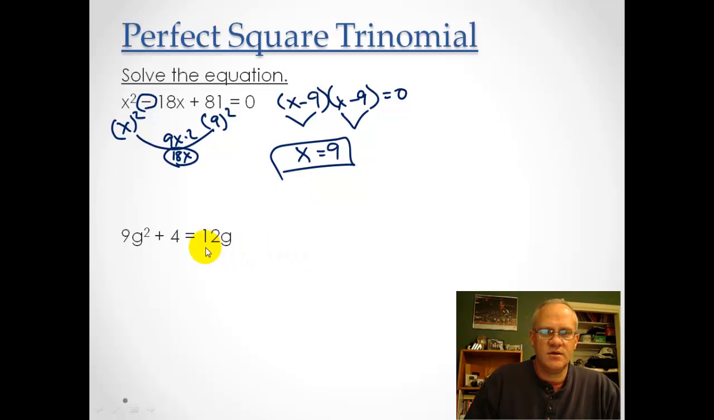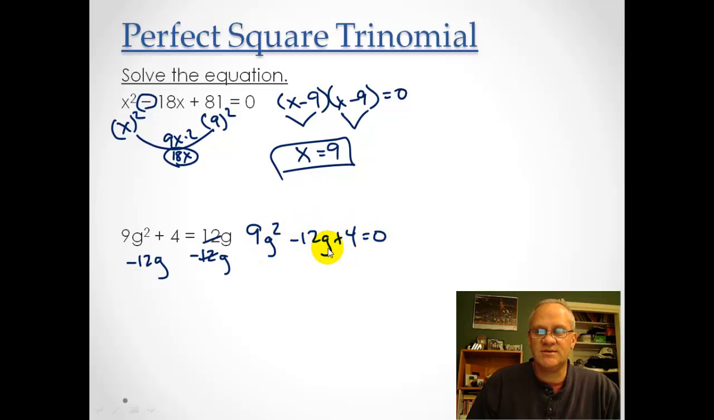Okay, then this one, is it equal to 0? Nope. So minus 12g, minus 12g. Be very careful here too. Make sure you put these in the right order. Don't just do 9g squared plus 4 minus 12g. The 12g is going to go in the middle here. So you have to write this as 9g squared minus 12g plus 4. Make sure you get that in descending order.